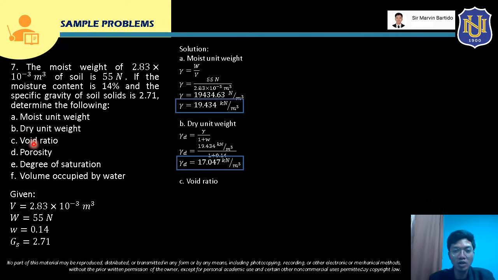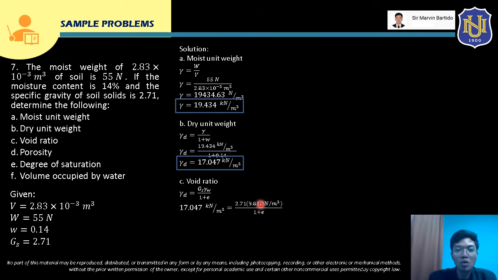Okay, so for letter C, we're going to solve for void ratio. Ano bang pwede natin gamitin dito? Yung gamma dry din natin pwedeng gamitin kasi wala naman tayong degree of saturation na given. Di ba class, gamma dry, merong relationship yan in terms of G sub S, gamma water, tapos E. So, meron tayong gamma dry, meron tayong G sub S, yung gamma ng water. Yung E yung hinahanap.